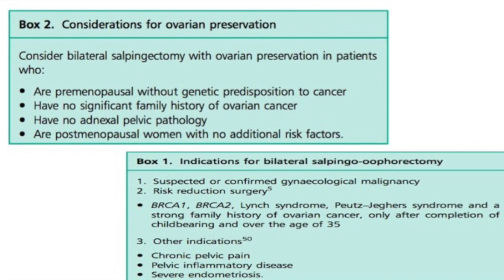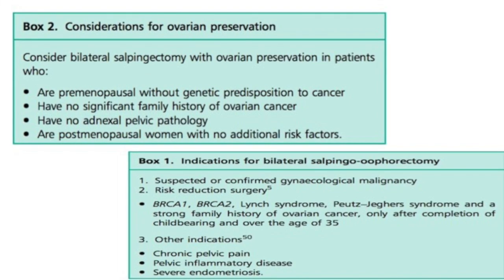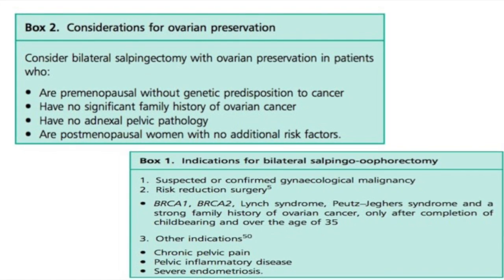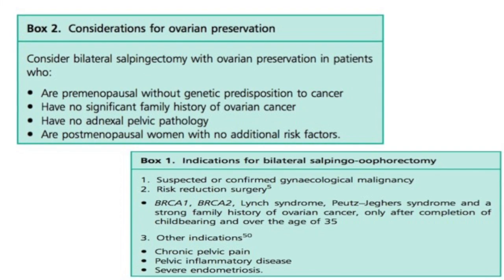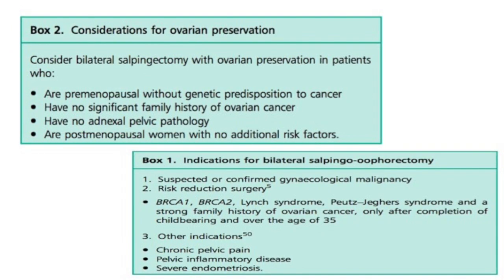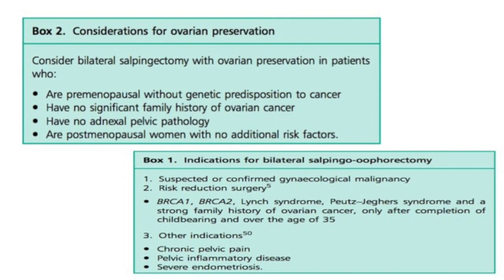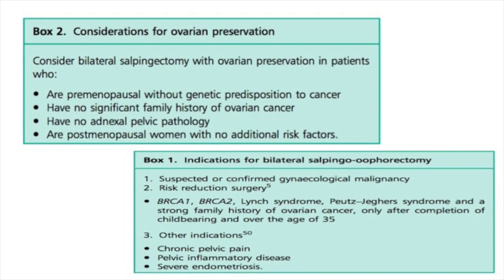Indications for bilateral salpingo-oophorectomy: suspected or confirmed gynaecological malignancy, and risk reduction surgeries, for example in somebody who's BRCA1, BRCA2, Lynch syndrome, Peutz-Jeghers syndrome, and a strong family history of ovarian cancers, only after completion of childbearing and over the age of 35. Other indications include chronic pelvic pain, PID, or severe endometriosis.